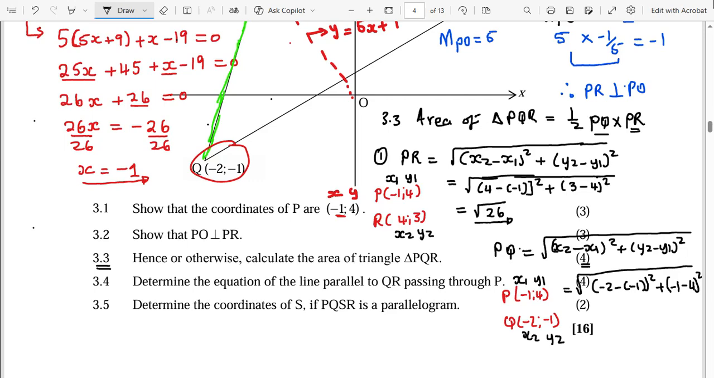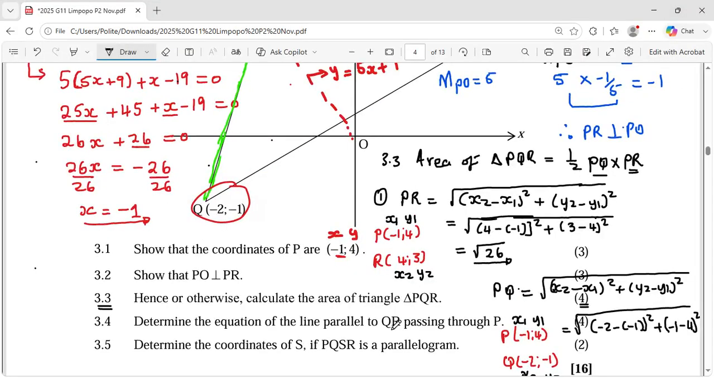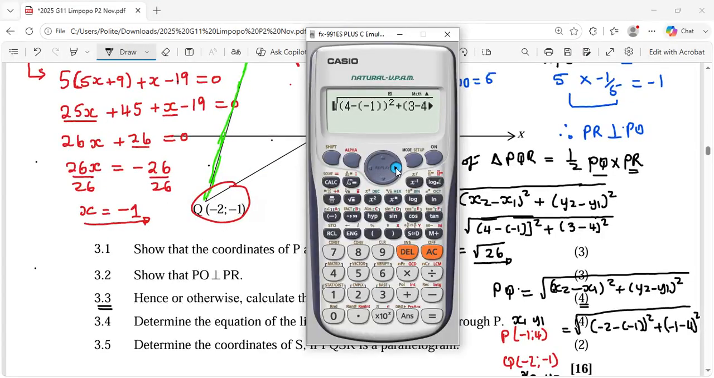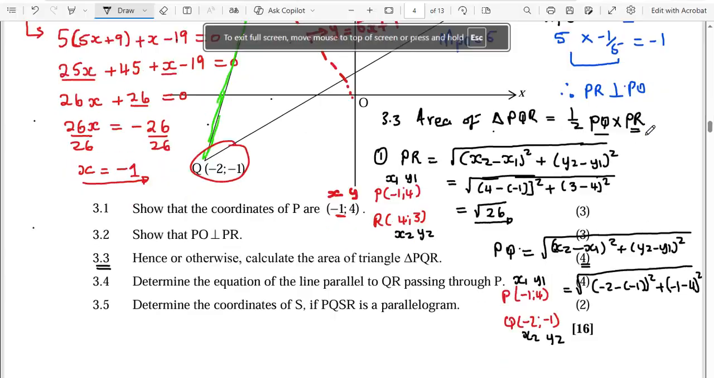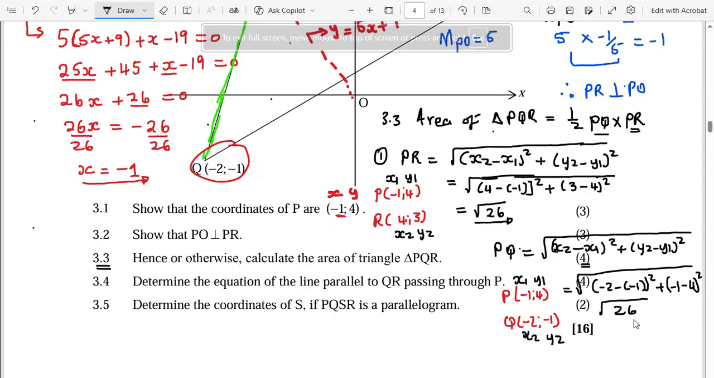So let's just put this on the calculator and see what that equals. So this is minus 2, minus minus 1, everything squared. Then we have minus 1 minus 4 squared. And this also gives us the root of 26. So these two distances are equal, the root of 26.